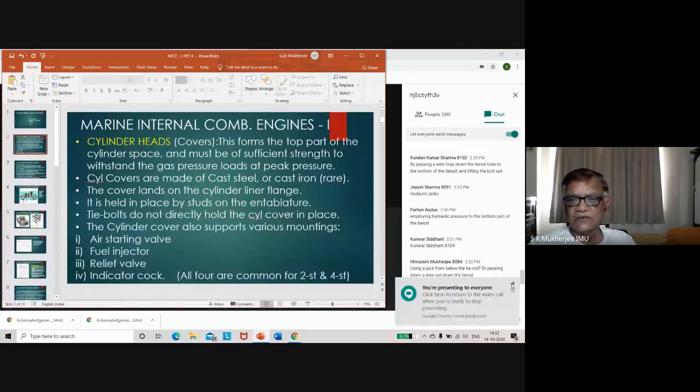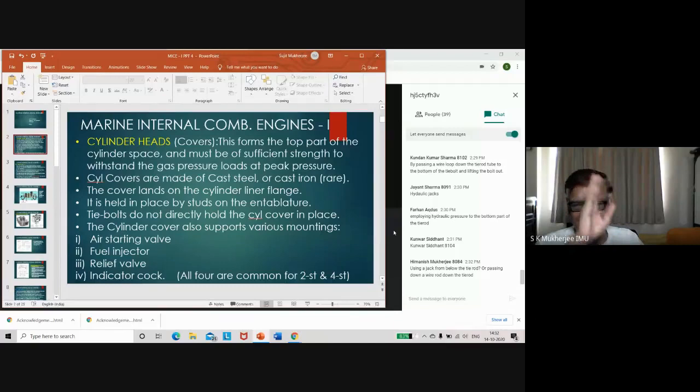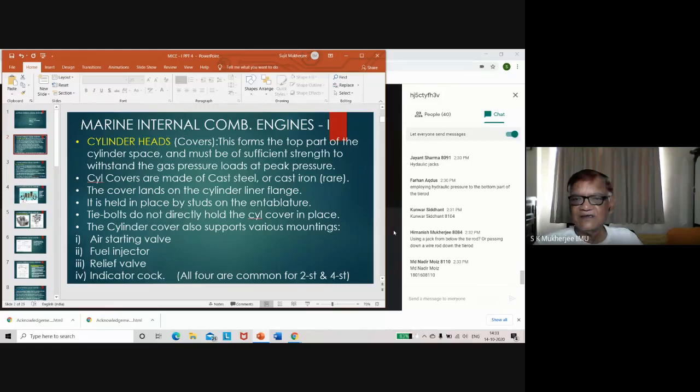Below the tie rod, passing down a wire down the tie rod. There's no clearance between the tie rod and the sleeve, this is like a thin sleeve. And then wire. You're going to lift 1 ton with a piece of wire? No. Anyway, let's leave it. Let's move ahead with our subject.